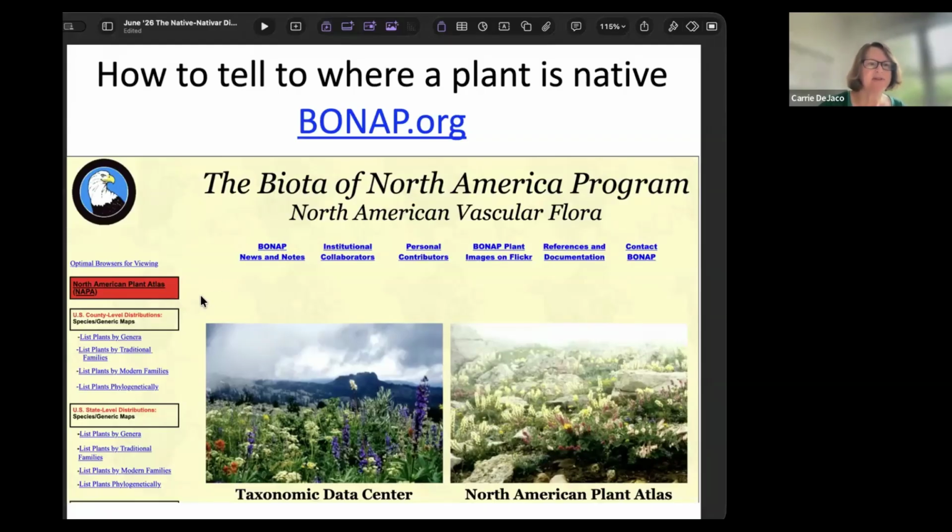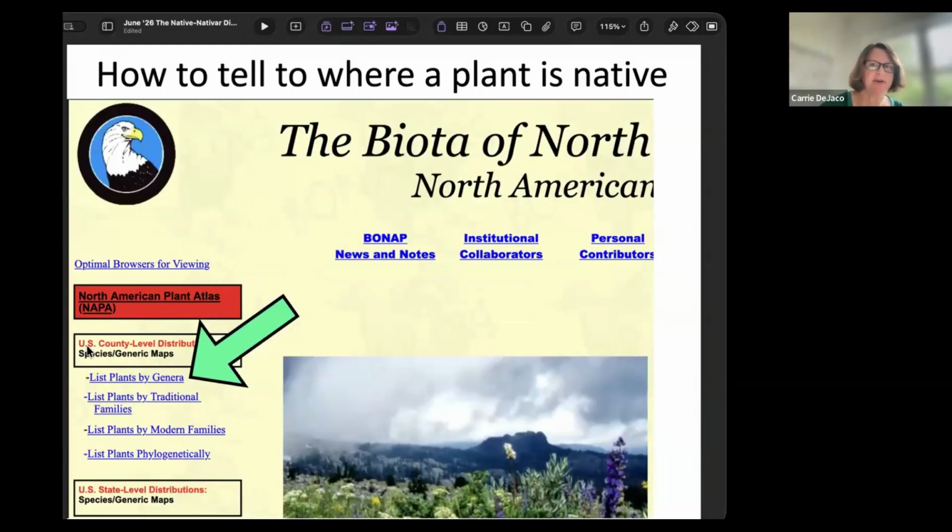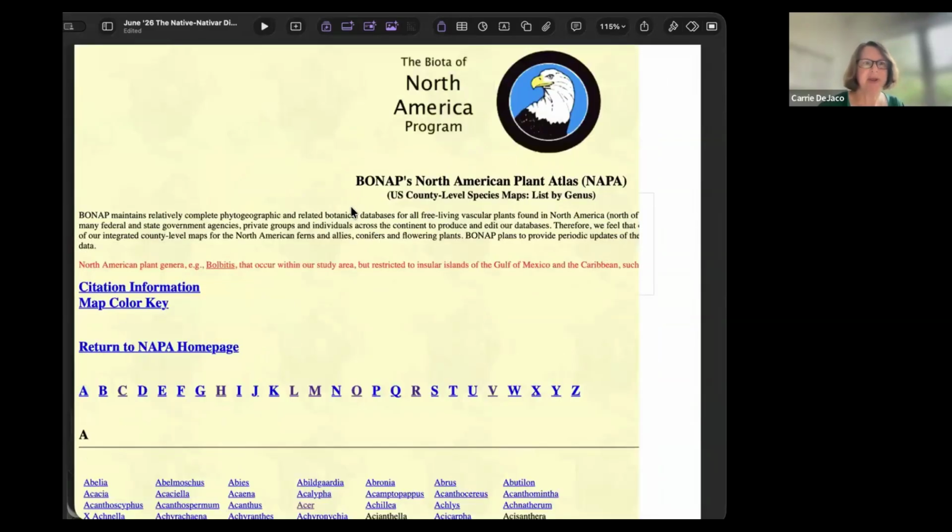So when you get to this webpage, you'll want to go down here and look at the county level distribution and click on this link right here to list plants by genera. That takes me to a page here where it's got all these different letters, and then below there, it's got all of these different genera. We can then either click on a letter to go further down the page, or we can just scroll down. And these are all of the different genera that we have here in North America.